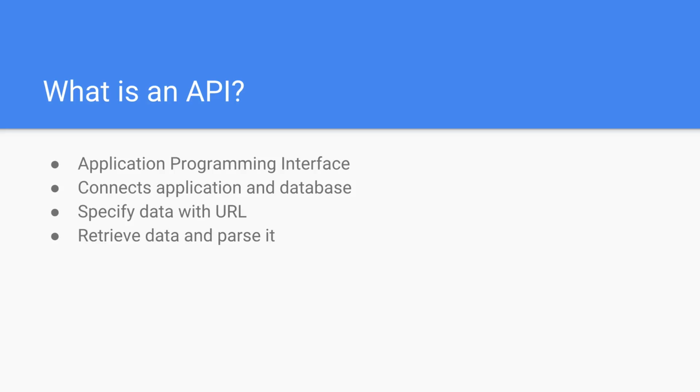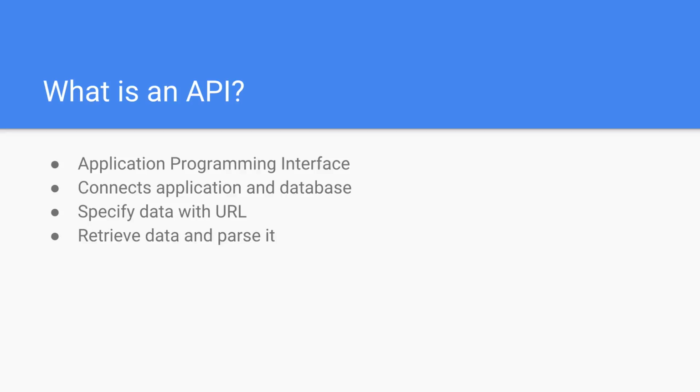So for starters, what is an API? API stands for application programming interface, and it's a way to connect an application to a database. We can think about an API as being a bit like a messenger that communicates with the application and the database and runs data back and forth.